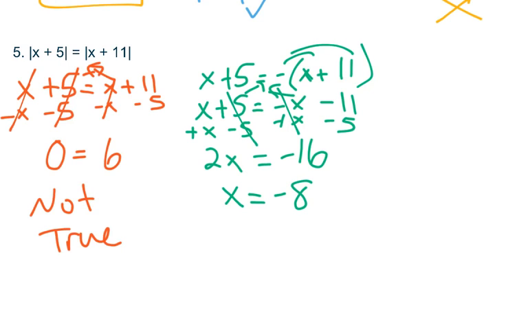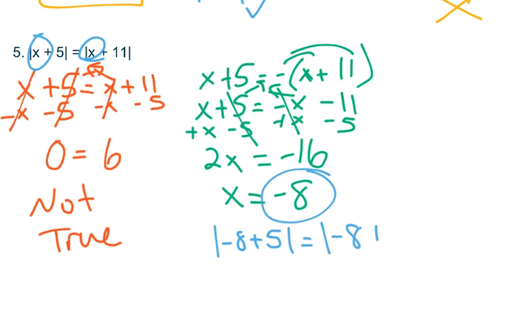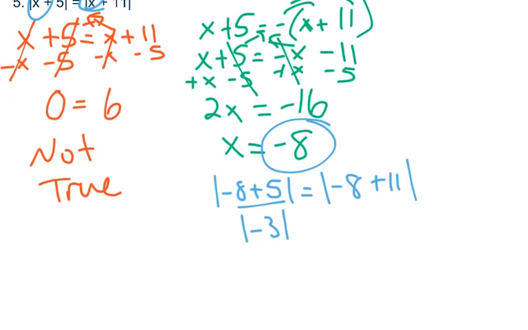So now we have something to actually go back and check. Okay? So plug in negative 8 back in for each x in your original problem. Okay, so we got the absolute value of negative 8 plus 5 is equal to the absolute value of negative 8 plus 11. Negative 8 plus 5 is negative 3, so I got the absolute value of negative 3. I'm going to slide this up just a little bit more. And negative 8 plus 11 is positive 3, so the absolute value of positive 3. The absolute value of negative 3 is 3. The absolute value of positive 3 is also 3.